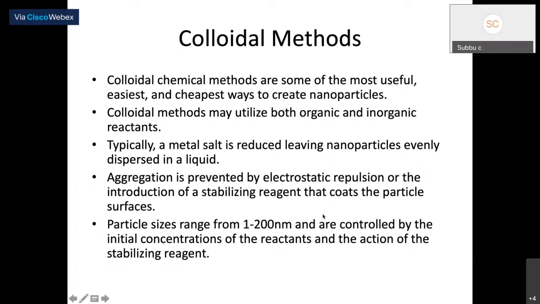That means the colloidal syntheses are basically simple methods. These are solution-based methods. Colloidal methods may utilize both organic and inorganic reactants. Typically, a metal salt is reduced to a nanoparticle. Then the aggregation is prevented.